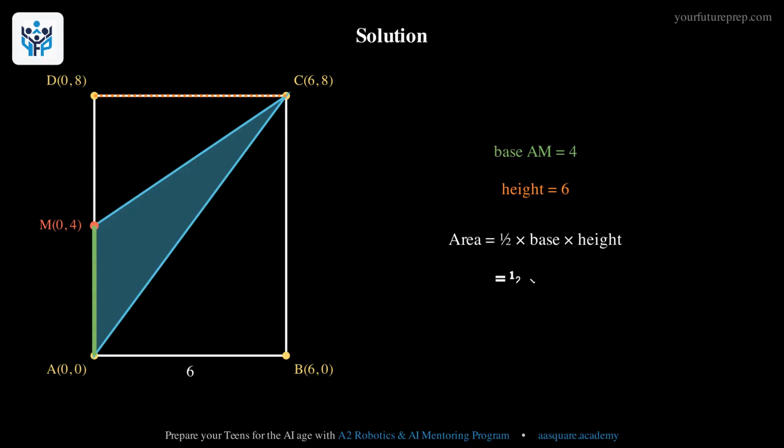The area of a triangle is 1/2 base times height. That's 1/2 times 4 times 6, which is 1/2 of 24, equals 12. So the area of triangle AMC is 12. Choice A. The answer is 12.